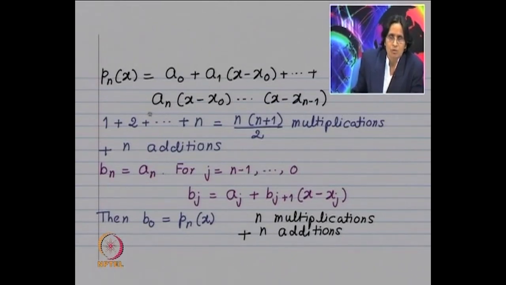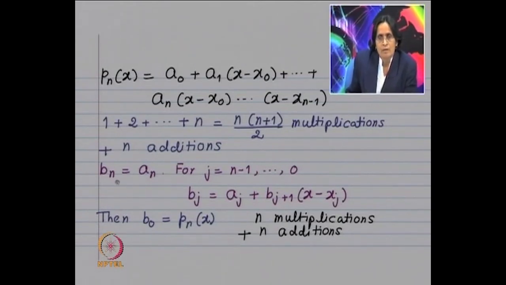Now, as we did before, if we consider the algorithm b n is equal to a n and then for j is equal to n minus 1 up to 0, you are reducing the values of j, b j is equal to a j plus b j plus 1 into x minus x j. Then when we reach b 0, that is going to be p n x. Here you are doing it for j is equal to n minus 1 up to 0. So, there are going to be n multiplications and n additions. So, instead of n square by 2 multiplications, you have reduced it to n multiplications. So, that is a considerable saving and that is known as Horner scheme.